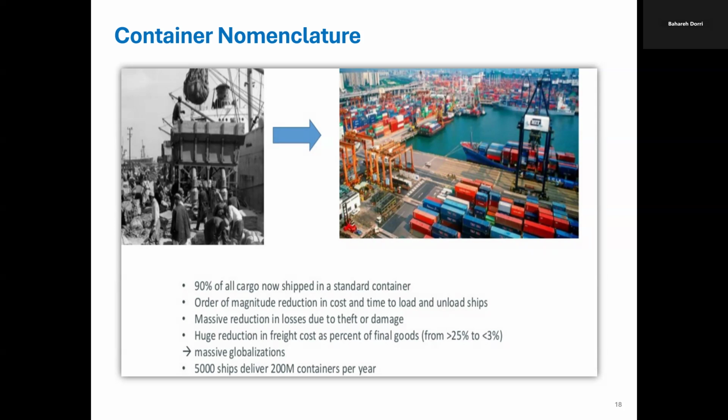Now, fast forward to the image on the right. What changed? Standardized containers. This shift revolutionized global trade. Today, 90% of all cargo is shipped using these uniform containers. Why does it matter? Because it allows for automation, planning, and speed.